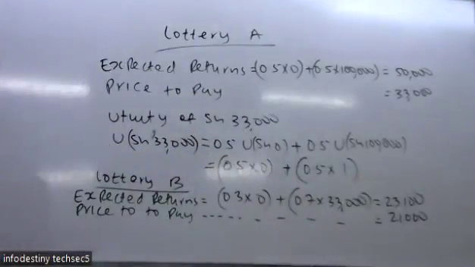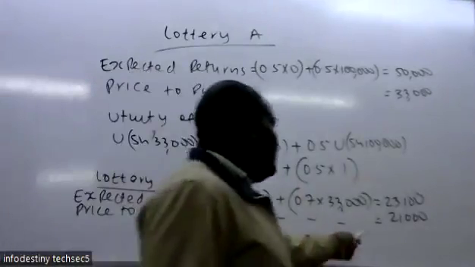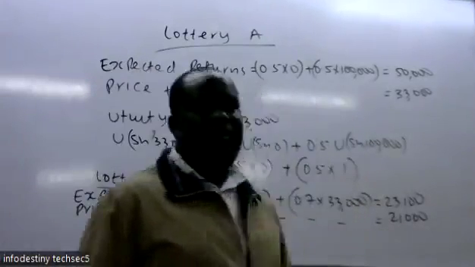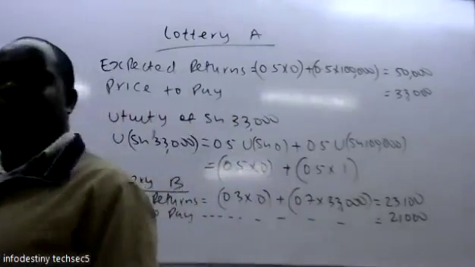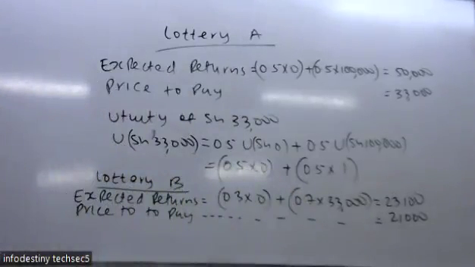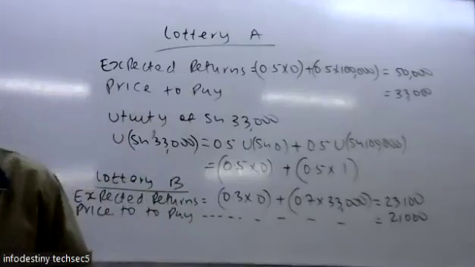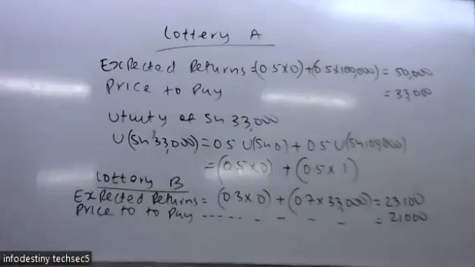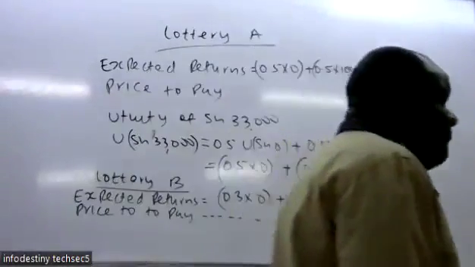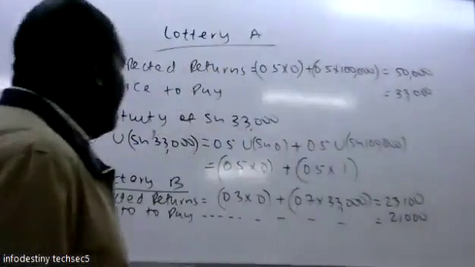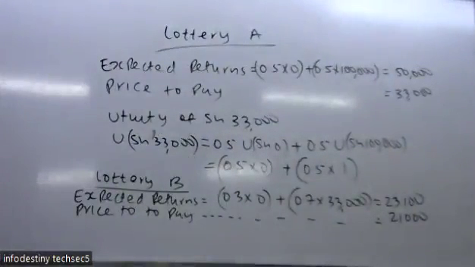So what it means is that even this one is risk averse. He's willing to pay this, but to get 23,000. So you comment there that the investor is risk averse, because he's willing to pay less, but to get more returns.